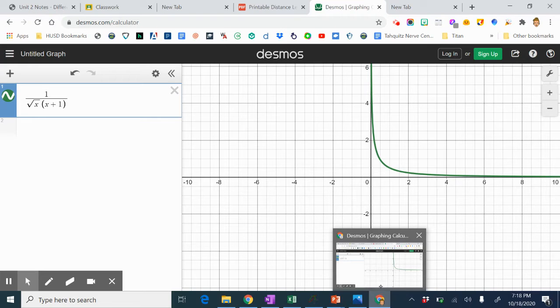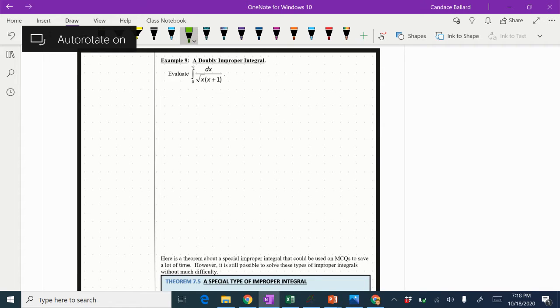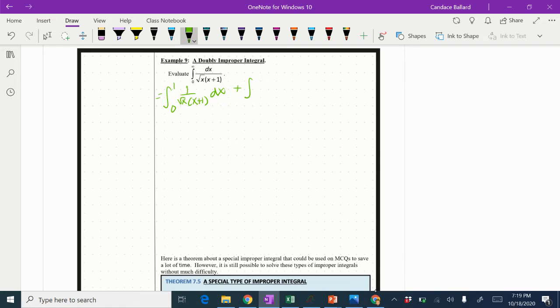So I am going to choose a convenient place to split this because we have to. I'm going to split it at 1, because if I can't pick 0, I'm going to probably pick 1 because that's the next easiest number to deal with. So we have the integral from 0 to 1 of 1 over the square root of x times x plus 1 dx, plus the integral from 1 to infinity of 1 over the square root of x times x plus 1 dx. We're going to switch that into improper integrals.